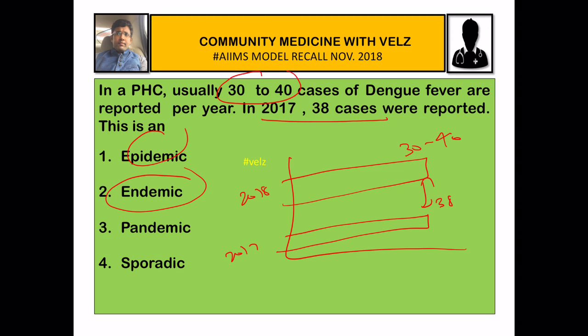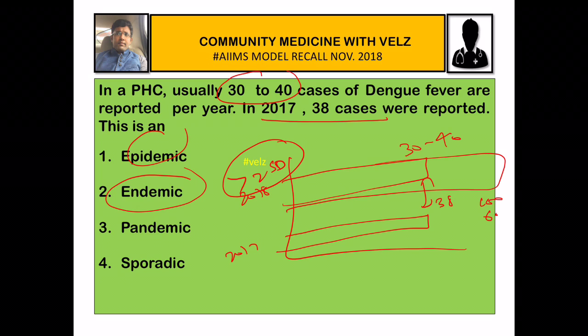Epidemic means suddenly in 2018, 100 cases or 60 cases, which is more than 2 standard deviations above the mean. When there is a sudden increase in the number of cases, it is called epidemic. Pandemic is nothing but an epidemic occurring all over the world, like America, Africa, Australia, everywhere. Sporadic is a single case occurring elsewhere, very rarely, without any pattern. So here it is occurring almost the same, so the answer will be endemic.